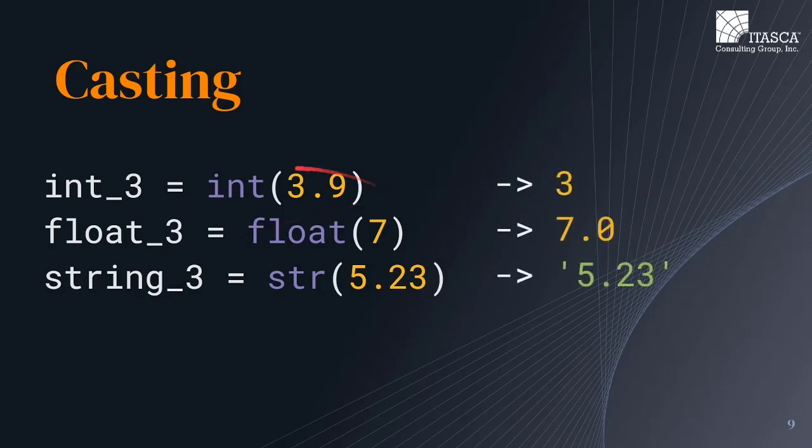So for example, in this first line, the float 3.9 is passed to the int command, which will then cast 3.9 to an integer. Now, when casting between floats and integers, Python truncates it, so it doesn't round it up. So even though this is 3.9, it will return 3 as the value. Furthermore, 7, when it's cast to a float, will return 7.0, so representing a float. And 5.2, when cast to a string, will then represent 5.2 as a string.